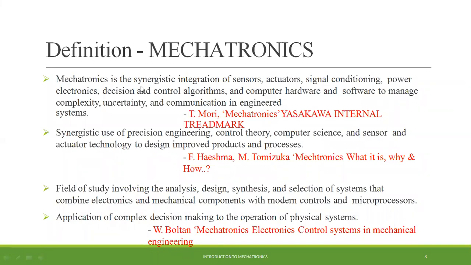And moving on to the next definition, which has been given by Hewit and Tomizuka.